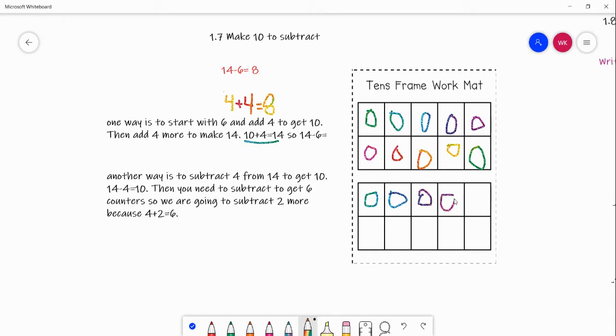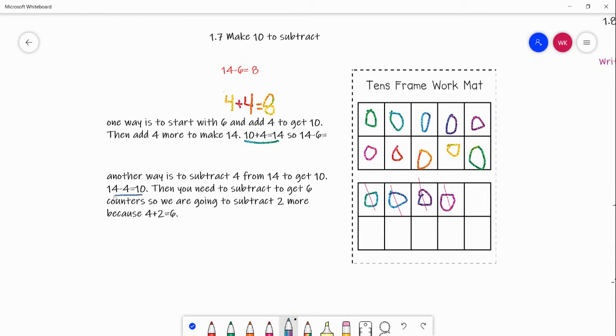All right, there we go. We have 10 right here and 4 more. So I drew out 14 circles. Now, we are going to subtract 4. We are going to subtract 4 from 14, the whole thing, to get 10, right? Because we're trying to get 10. We're making 10 to subtract. So, I am going to subtract 4. 1, 2, 3, 4. Now we have 10 counters. 14 minus 4 equals 10.